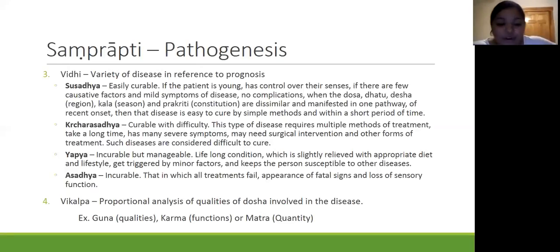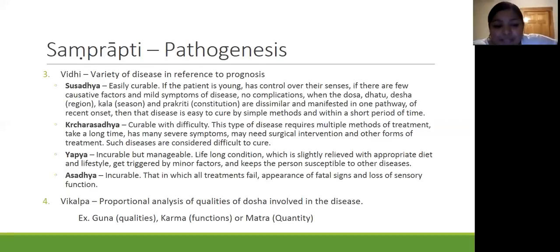Now asthma is a condition that if it is of recent onset or if the person is young, then it is in the sukhasadhya or the kritrasadhya. But once it becomes chronic, then it can enter into the yapya stage. And once it enters into the yapya stage, then we can't reverse it back after that. Okay, and even that has been described in the classical texts.